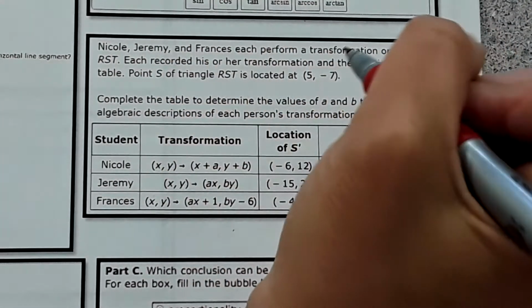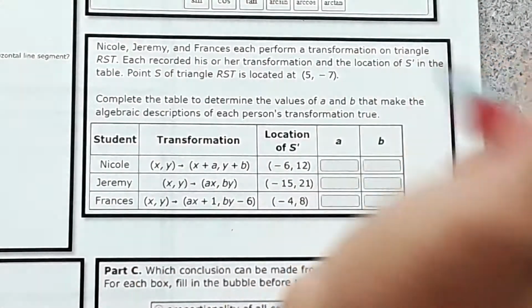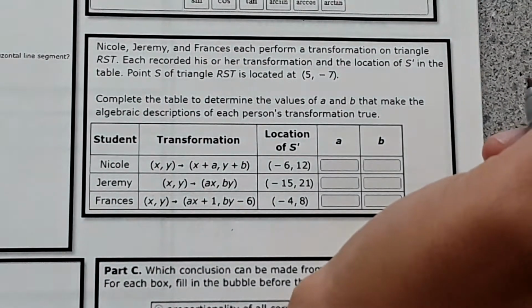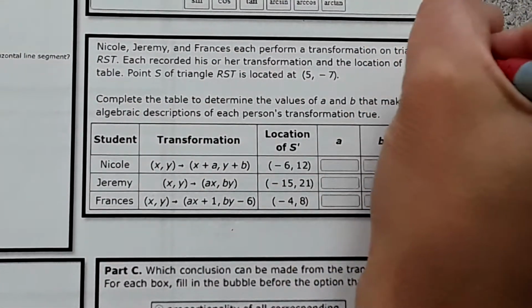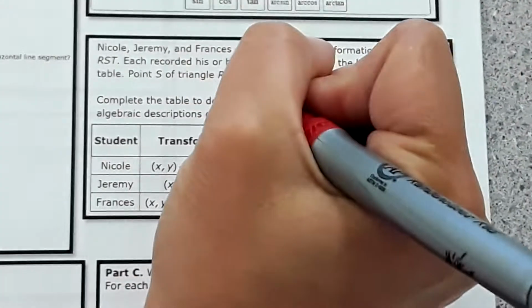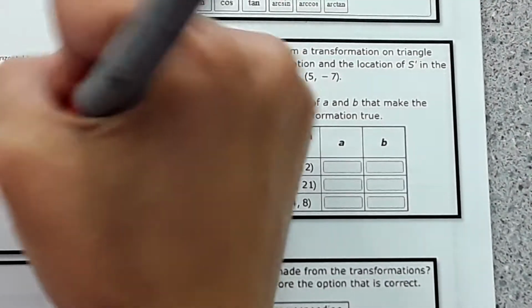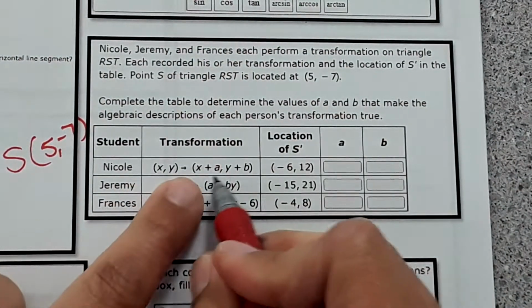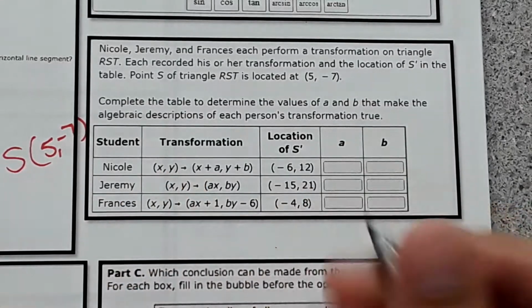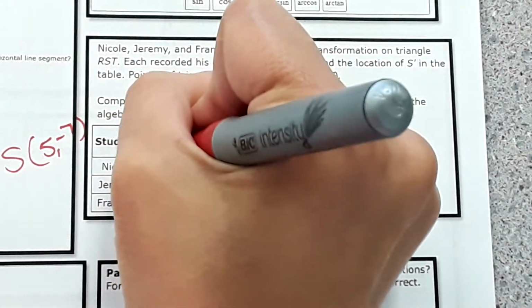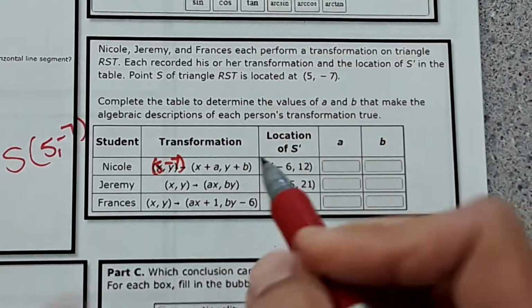Nicole, Jeremy, and Francis each perform a transformation on triangle RST. Each recorded his or her transformation, and the location of S prime in the table. Point S of triangle RST is located at 5, -7. So the original is at 5, -7. Looking at this transformation, it's actually translation first. The original would be at 5, -7.